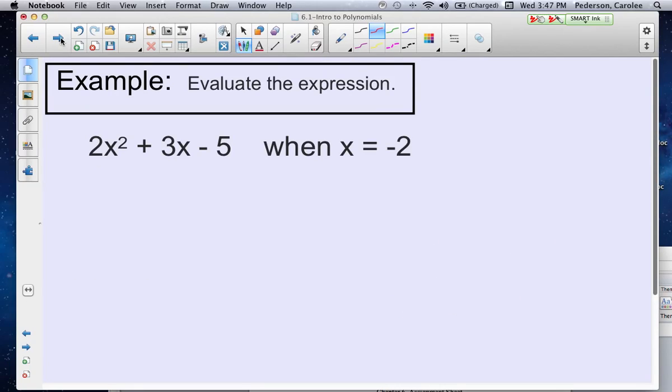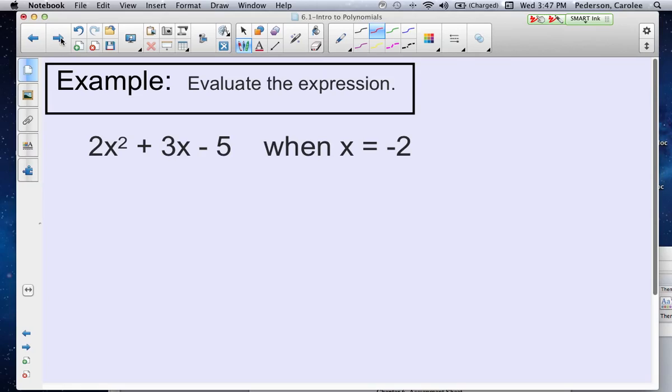Let's go on to the next example. I would recommend that you write this example down. We want to evaluate this expression. So we give you a polynomial. It's a quadratic polynomial. It has 3 terms, and we want to evaluate it when x equals negative 2.